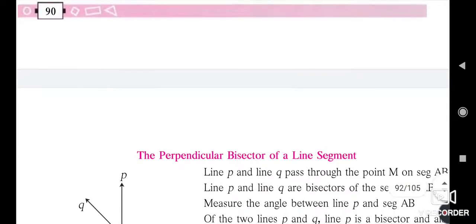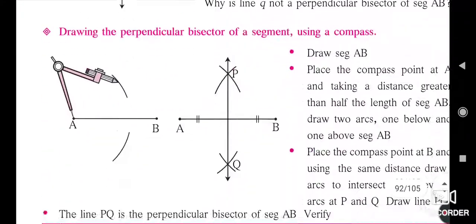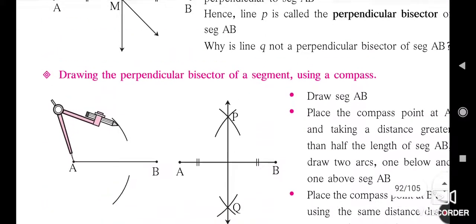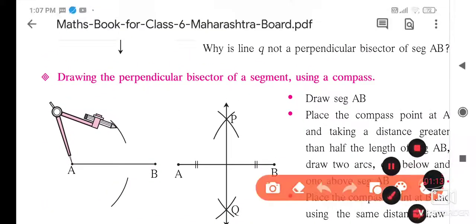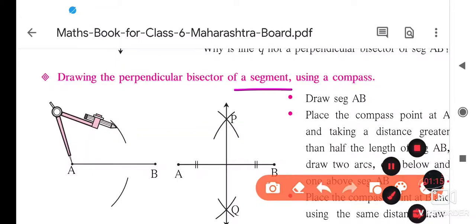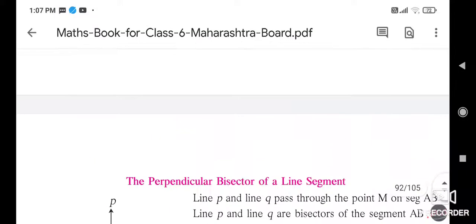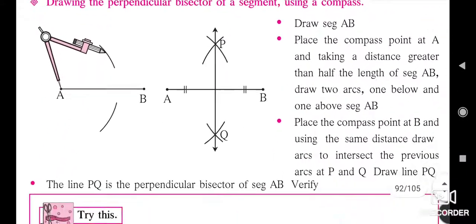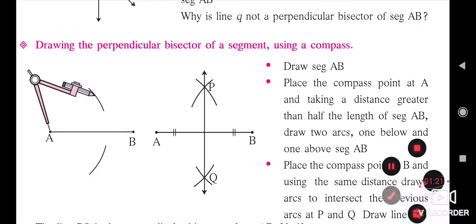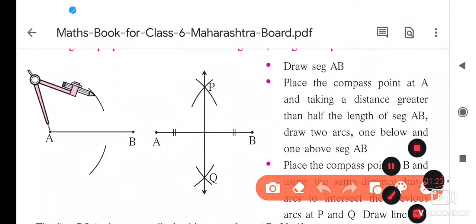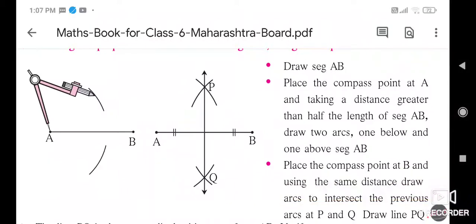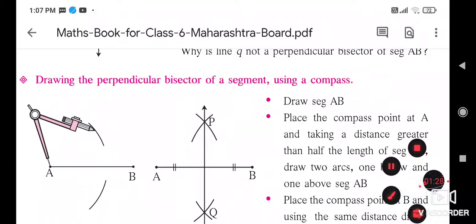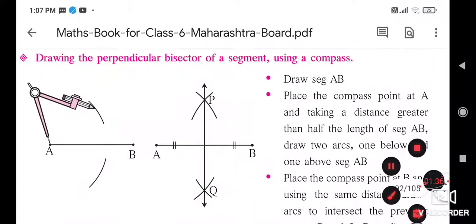The next part is to draw a perpendicular bisector again, but to whom? To a segment. In the above two cases we used the line, but here we have the segment, and how to draw the perpendicular bisector to the segment, that we are going to study today. We will see the activity, and then I will also show you practically how to draw this.